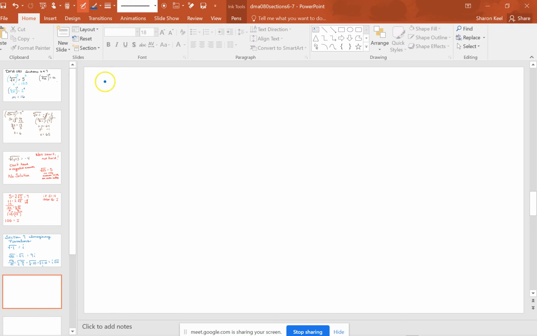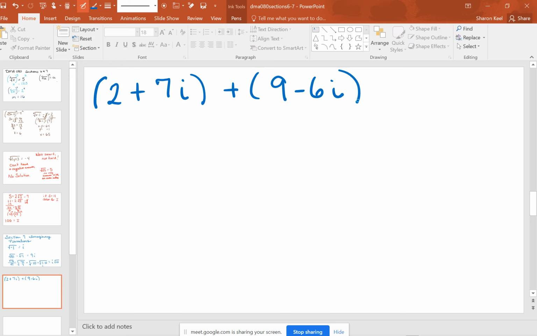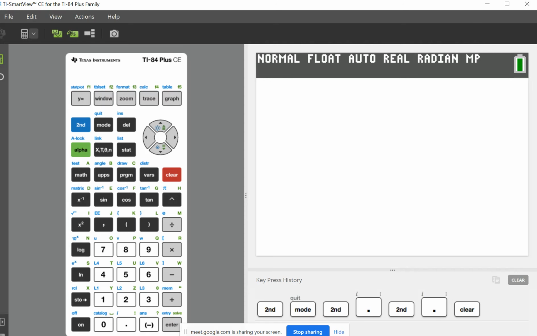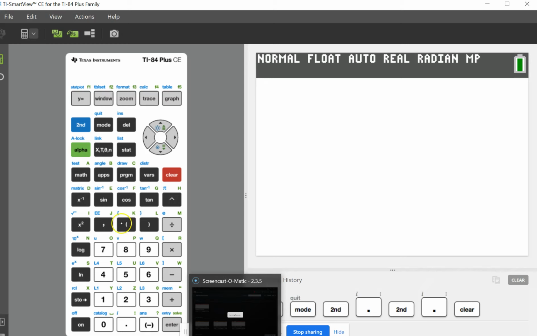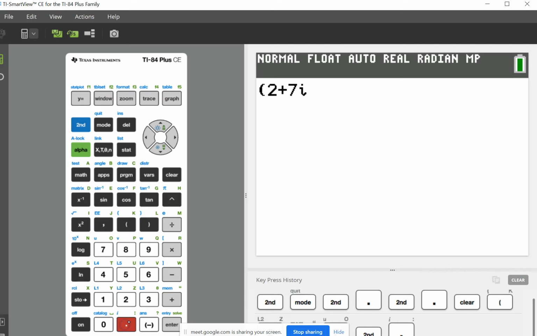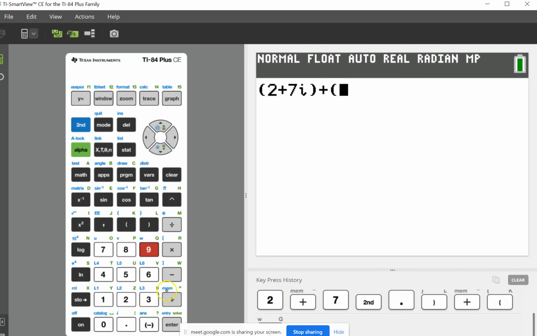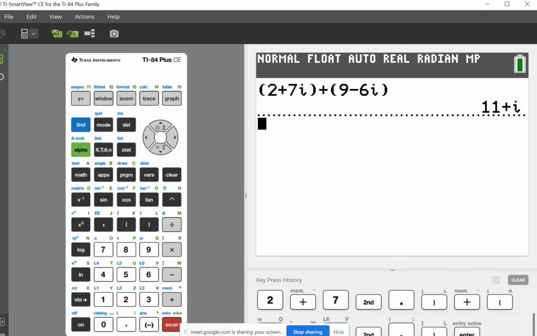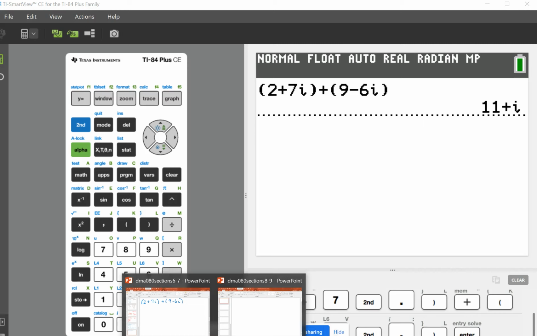So if we have, let me give us an addition and a subtraction. Here's our addition problem. If we have 2 plus 7i plus 9 minus 6i. Okay, so we're going to go to our calculator and we're going to key that in. And we're going to use parentheses just as we see them. 2 plus 7i plus 9 minus 6i. Just check and make sure you have it typed correctly. And when we press enter, we can get our final solution of 11 plus i.